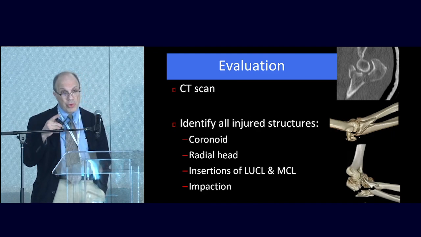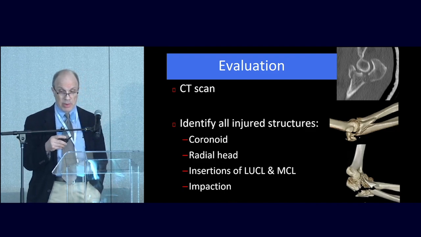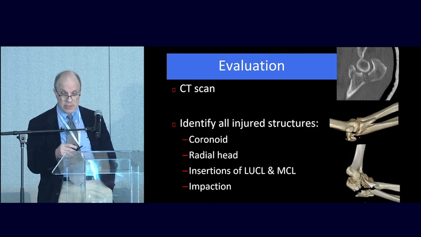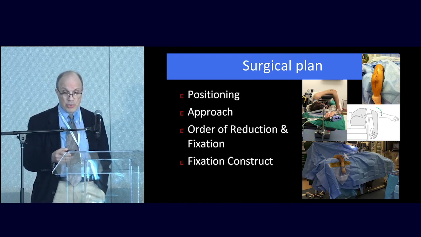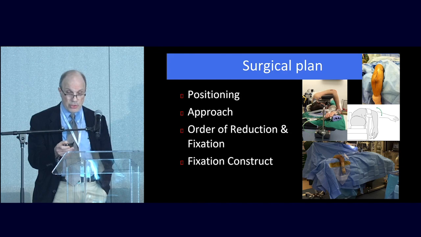When it's a comminuted fracture around the lesser or greater sigmoid notch in the proximal area, I think you've got to make sure that you know where the origin and insertions of the LUCL and MCL are, and if there's any impaction, obviously any periarticular injury. I usually put them in lateral decubitus position. I will tell you a little bit about approach and other things.